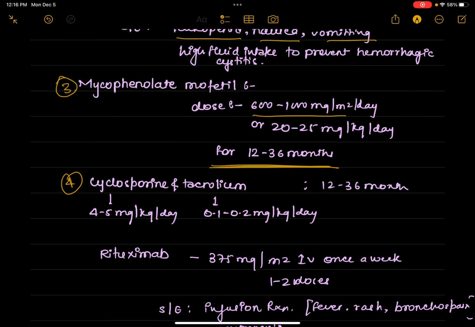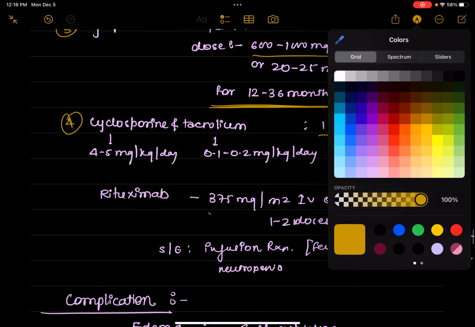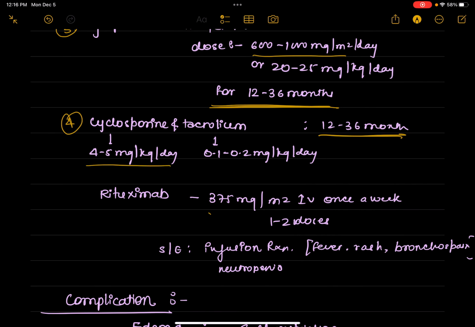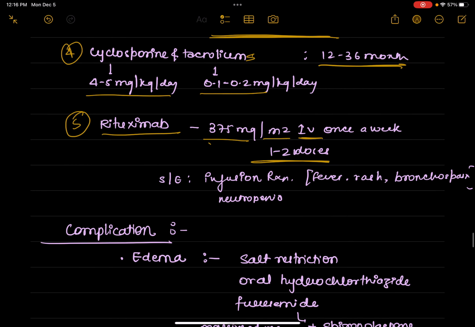We can give cyclosporin and tacrolimus, that are also given for a longer duration, and the dose is 4 to 5 mg per kg for cyclosporin and 0.1 to 0.2 mg per kg for tacrolimus. And we can give rituximab at a dose 375 mg per meter square IV, and the doses given are 1 to 2 doses. And the side effects are infusion reactions like fever, rash and bronchospasm, and neutropenia.